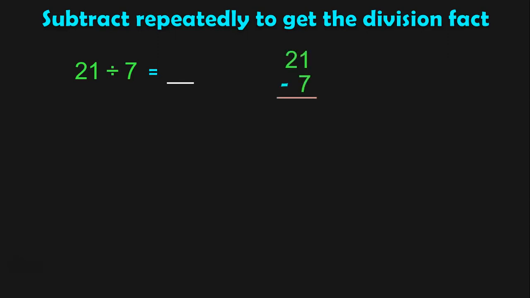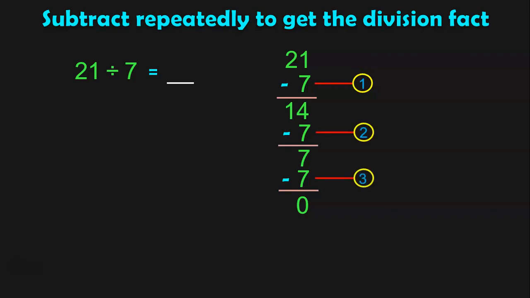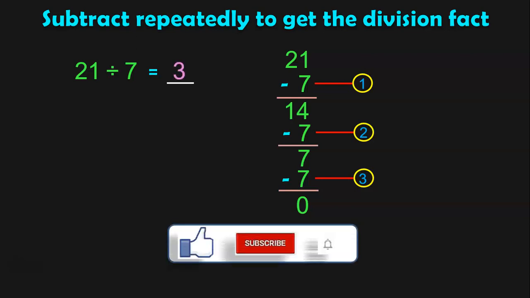First step is to subtract 7 from 21. What is 21 minus 7? 14. Subtract 7 once again. 14 minus 7 is 7. You can subtract 7 once again and you get the remainder to be 0. So how many times did we perform the repeated subtraction? 1, 2, 3. So the answer is 21 divided by 7 is equal to 3. Stay with me till the end of this video as we are going to do more sums for better understanding and practice.